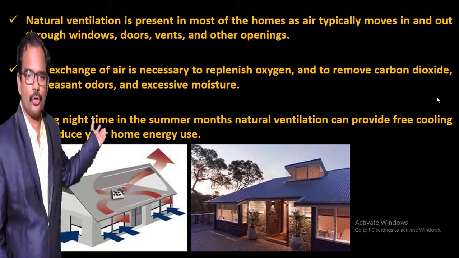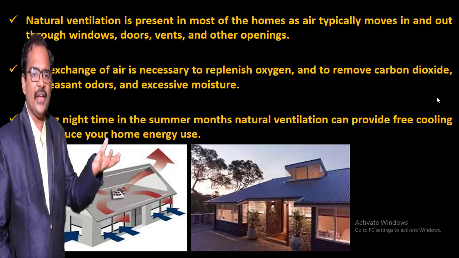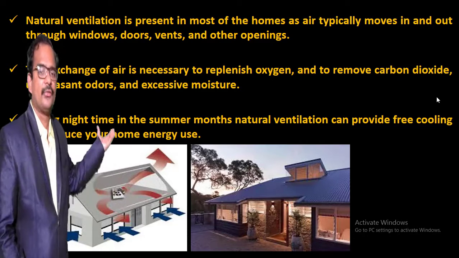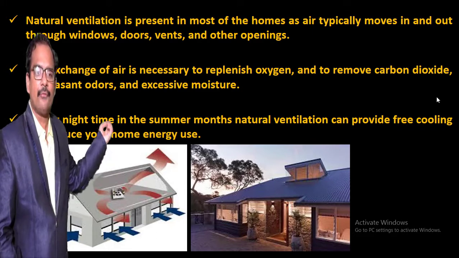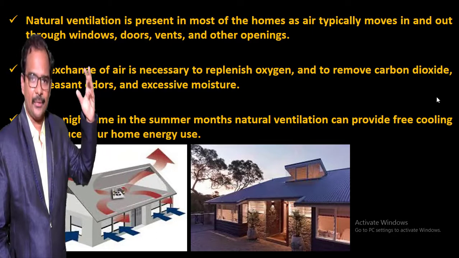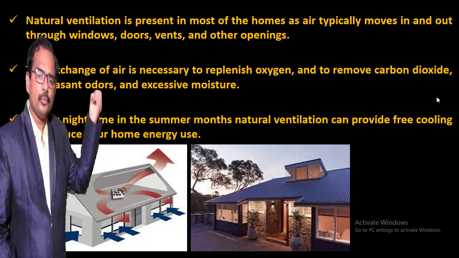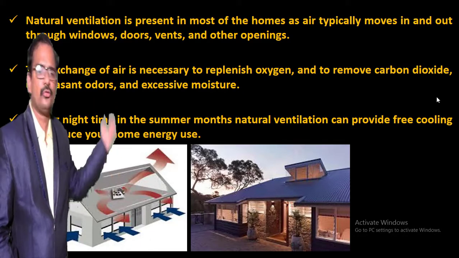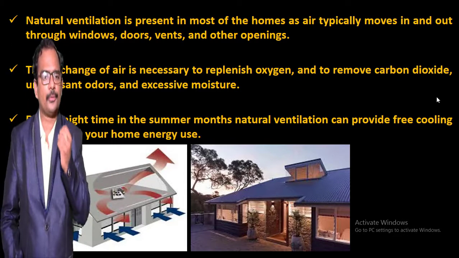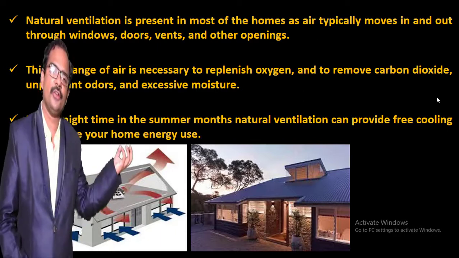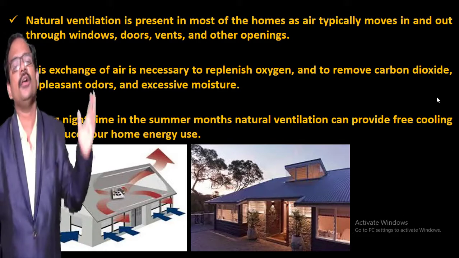As you can see in the picture over here, there should be some windows, doors and vents for the air movement into the room as well as out of the room. The air has to bring fresh oxygen into the room, and it has to remove the carbon dioxide as well as unpleasant odors and excessive moisture from inside the space to the outside. So you should have that provision of supplying fresh air into the room as well as removing carbon dioxide, unpleasant odors and excessive moisture outside of the room.